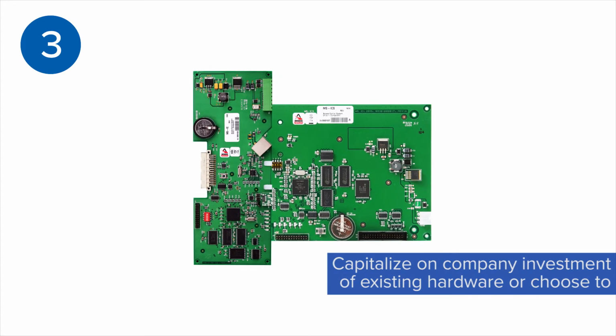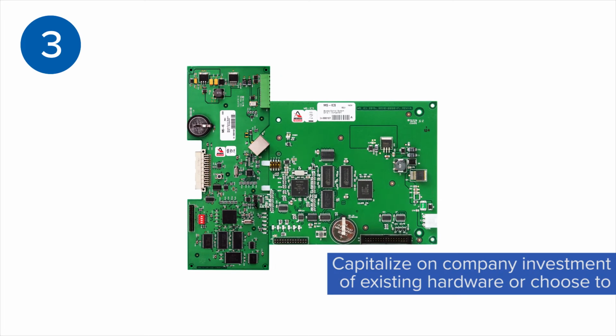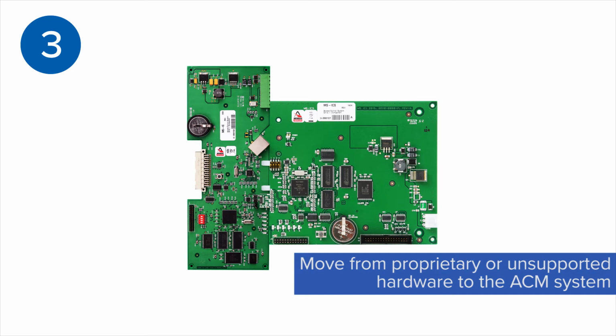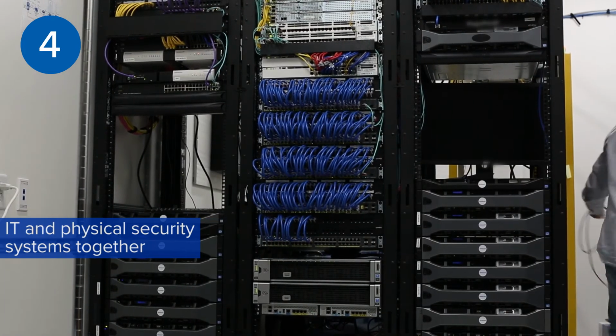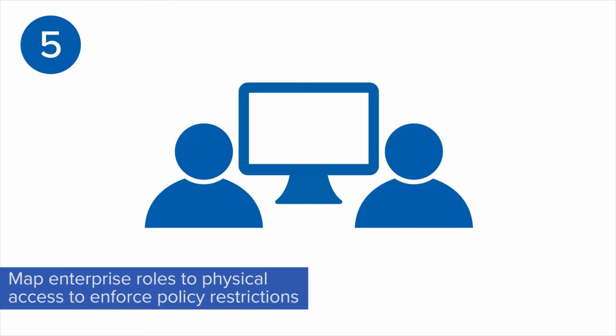Capitalize on company investment of existing hardware or choose to move from proprietary or unsupported hardware to the ACM system. Integrate with identity management systems to connect IT and physical security systems together. Map enterprise roles to physical access to enforce policy restrictions.